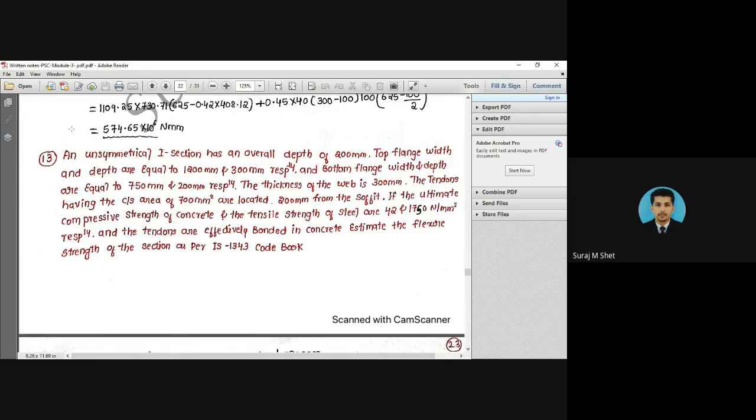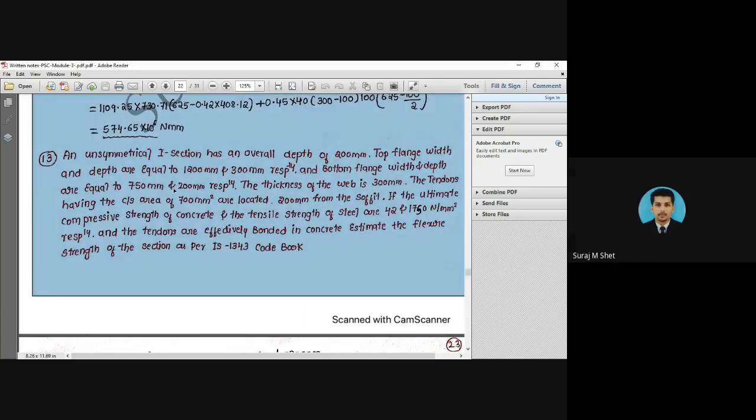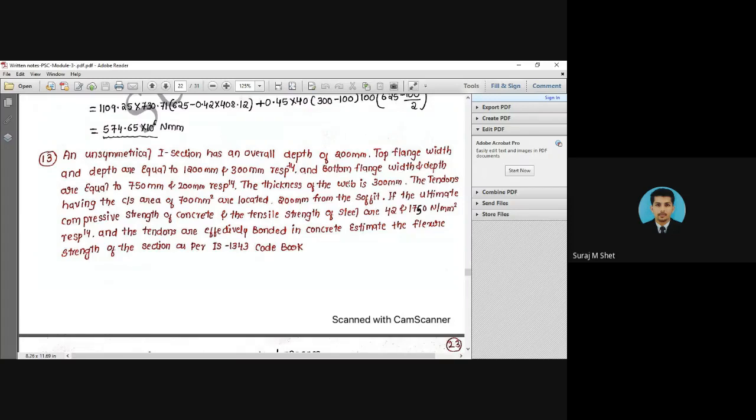See here, an unsymmetrical I section. An unsymmetrical I section has an overall depth of 200 mm. The top flange width and depth are equal to 1200 mm and 300 mm respectively. The bottom flange width and depth are equal to 750 mm and 200 mm respectively. The thickness of the web is 300 mm.